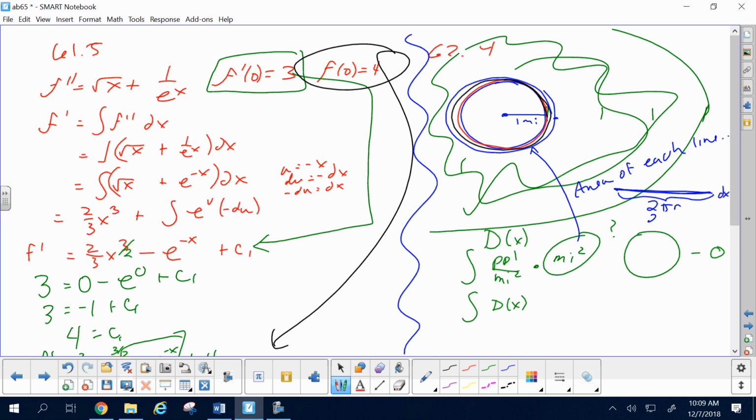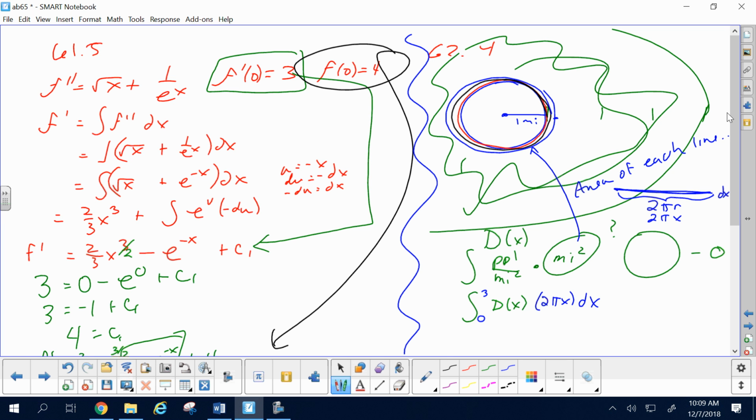Now r is x in this case. They said x represents the distance from the center. So that area would be 2 pi x dx. 2 pi x for the circumference and dx for the thickness. Then from 0 to, it says from 3 miles out. So is it from 0 to 3?